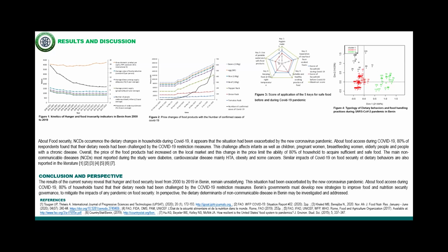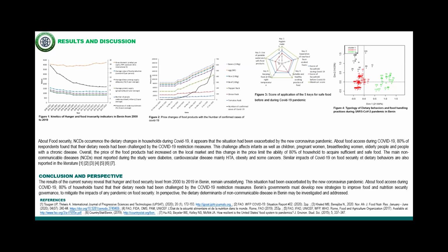In conclusion, the results of the current survey revealed that hunger and food security level from the year 2000 to 2018 in Benin remain unsatisfying. This situation has been exacerbated by the new coronavirus pandemic. About food access during the SARS-CoV-2 pandemic, 80% said their dietary needs have been challenged by the COVID-19 restriction measures.